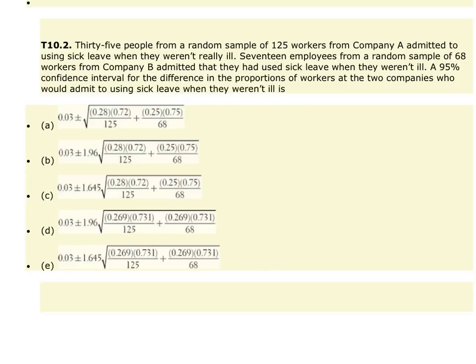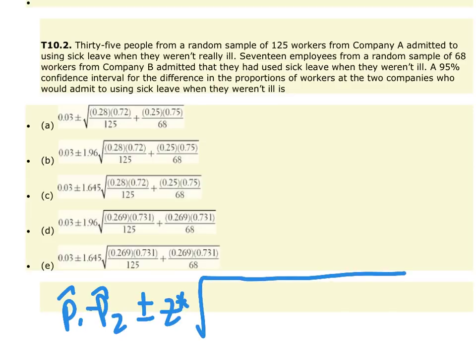So the first thing you want to decipher is: is this proportions or means? This is categorical data because did they use sick leave or not? So yes or no. So this is going to be a proportions test or confidence interval for this. The formula for the proportion is going to be our p1 hat minus p2 hat, which is our point statistic, plus or minus our critical value. In this case, we are using a z.